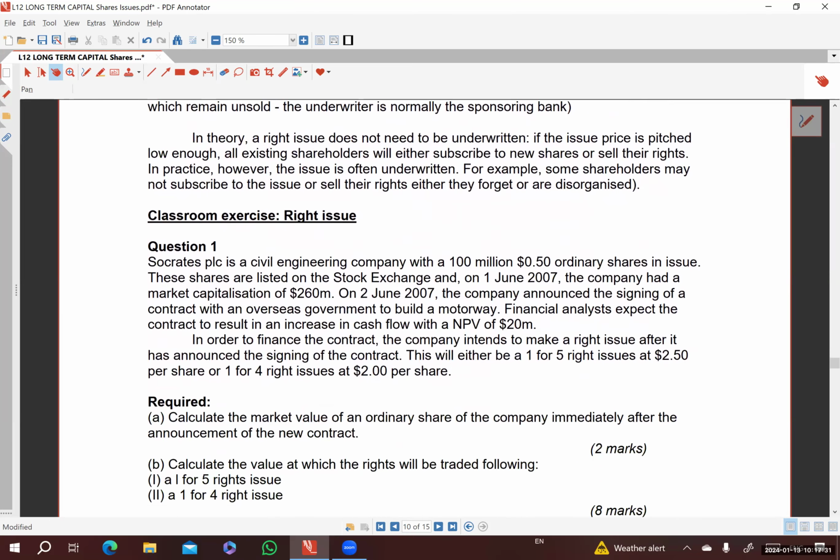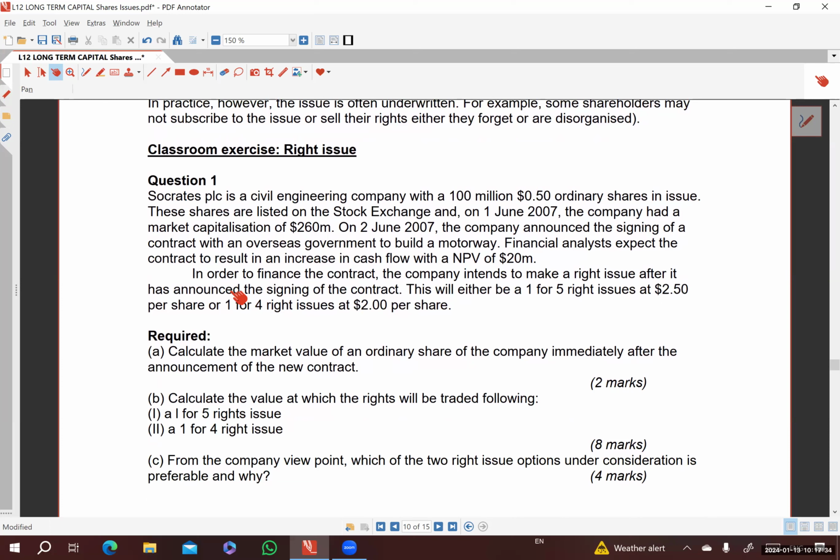Now, we'll look at some questions on right issue. This one. Socrates, a civil engineering company with 100 million 50 cents ordinary shares in issue. These shares are listed on the stock exchange. On 1st of June, the company had a market capitalization of 260 million. Now, first, understand some basics here. Market capitalization is the total market value of the shares. It is the share price listed on the stock exchange times how many shares the company has.